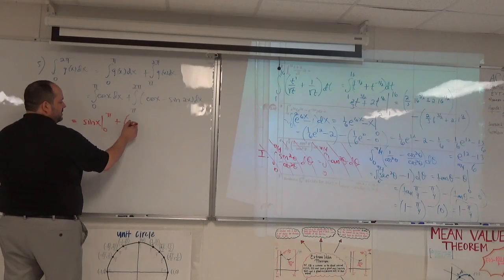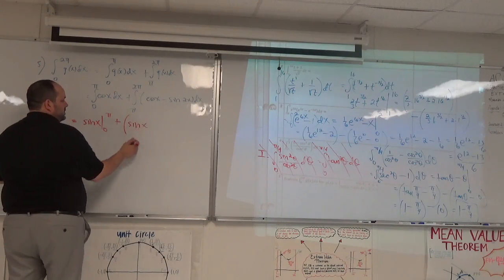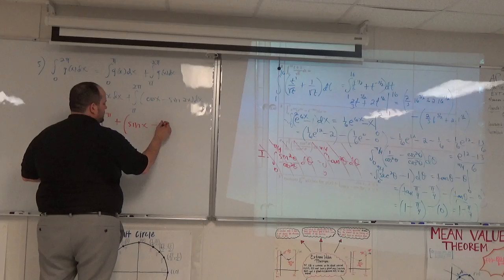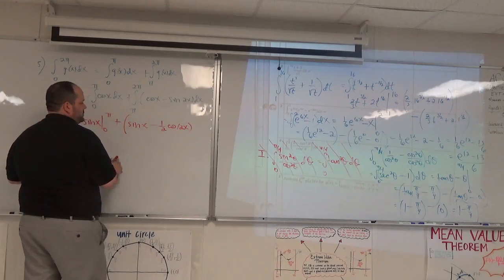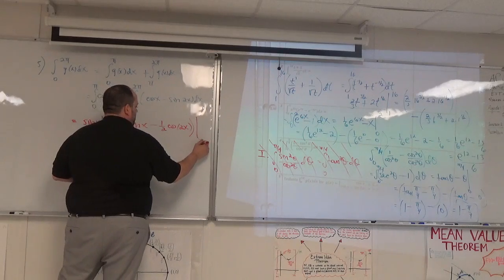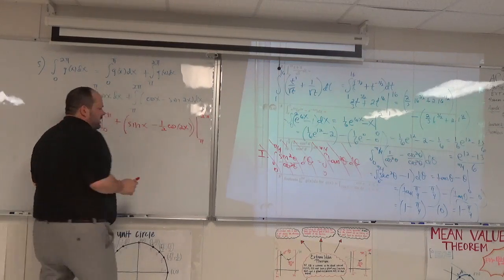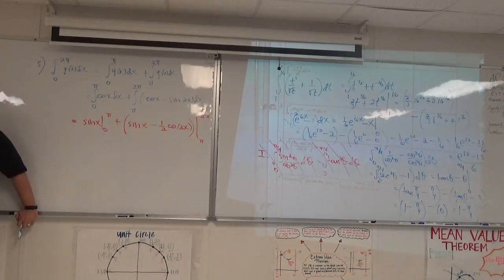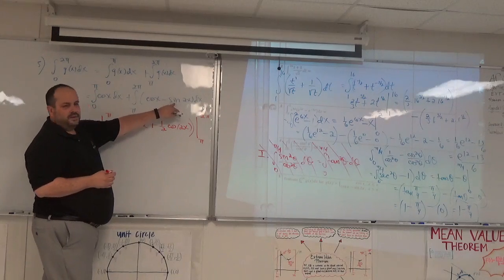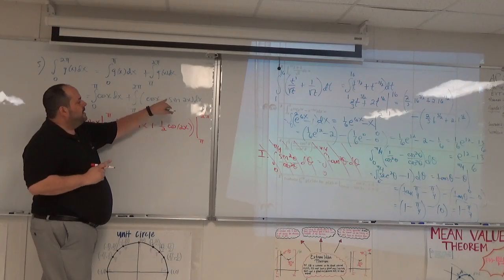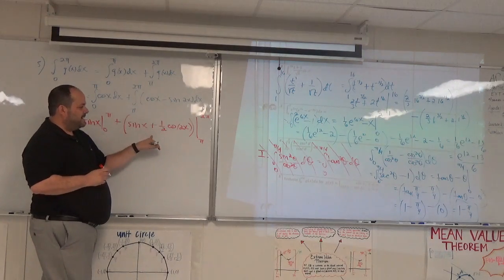It would be sine of x minus 1/2 cosine of 2x, minus 1/2 cosine of 2x from pi to 2 pi. Yes. I don't know that I'm 100% in agreement. Oh, plus, right. It should be plus, because the antiderivative of sine is negative cosine, but that means the antiderivative of negative sine is positive cosine.